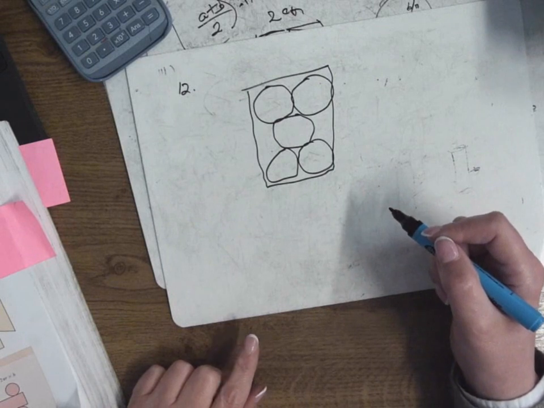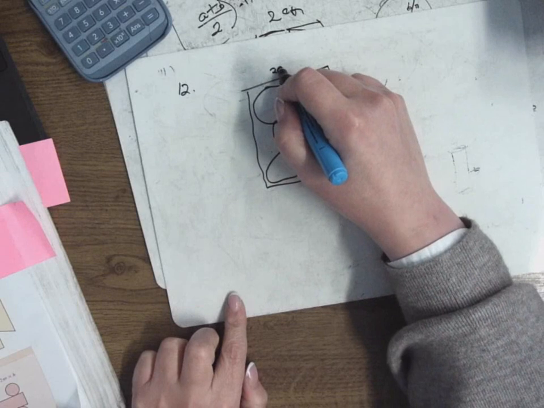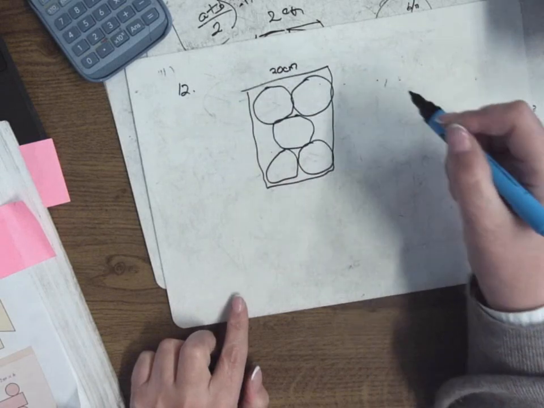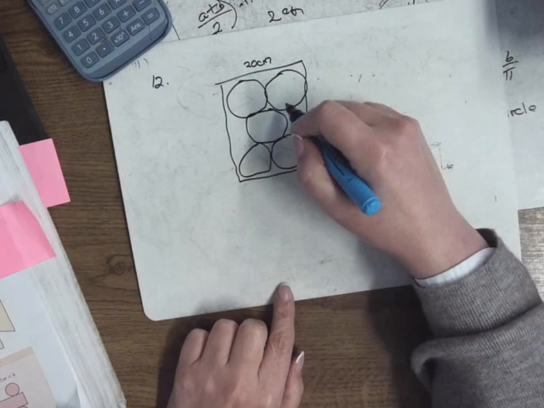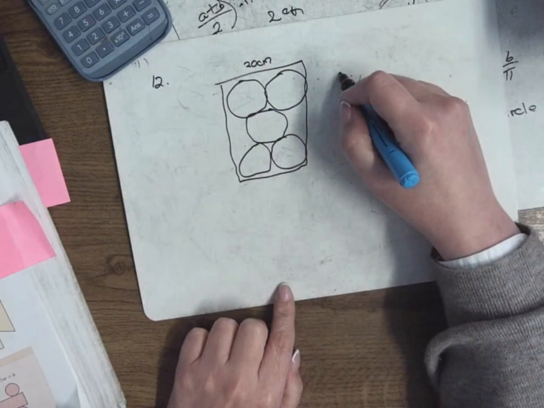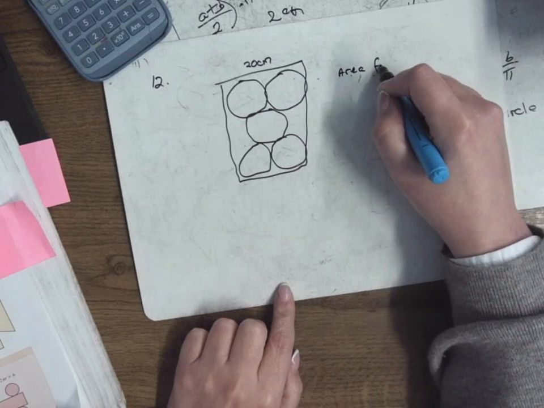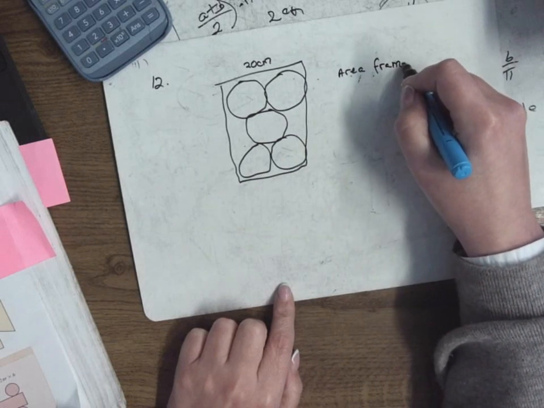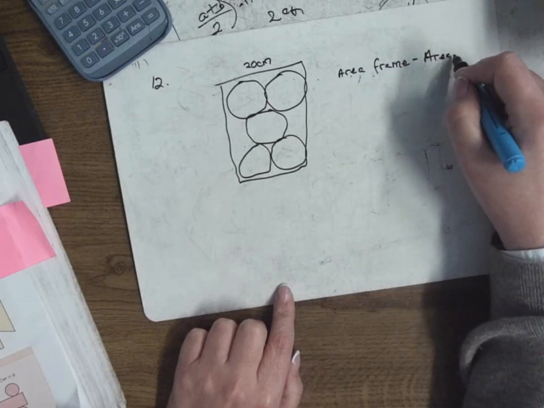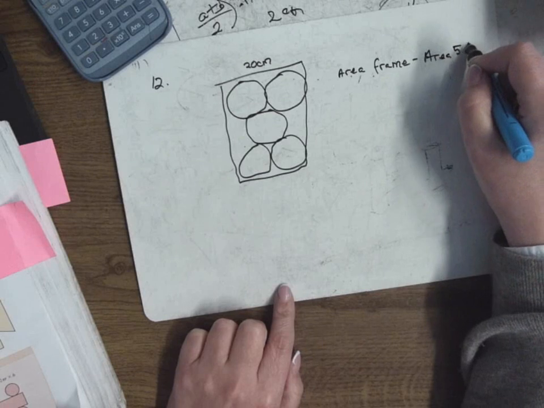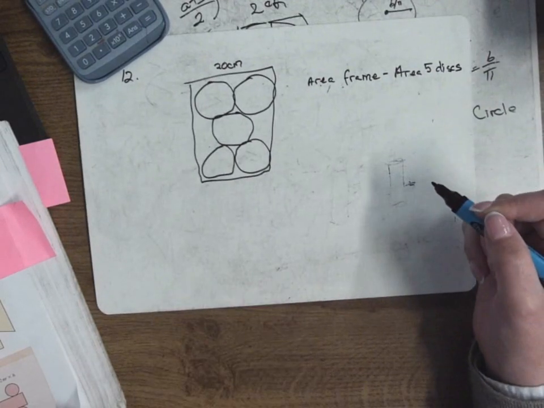Okay, and the question is: 5 discs fit exactly into a rectangular frame of width 20 centimeters. Find the area of the remaining space in the frame. So the remaining space in the frame is the area of the frame take away the area of 5 discs, would you agree? I'll show you how you get a few marks.